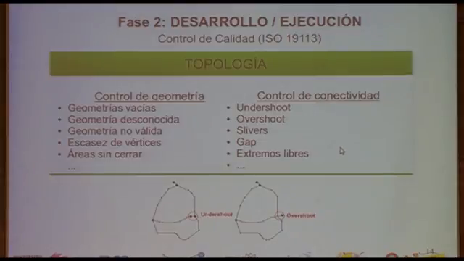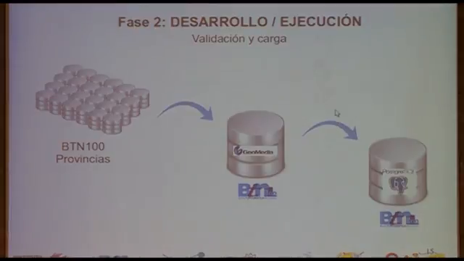And the other very important block is topology. In this we have geometry control. We should correct empty geometries, unknown geometries, non-valid geometries, and the scarcity of access of vertices. Another part would be, once we have updated all the information and have gone through the quality control, we are dividing this information per province, and then we do the geometrical assessment of them.